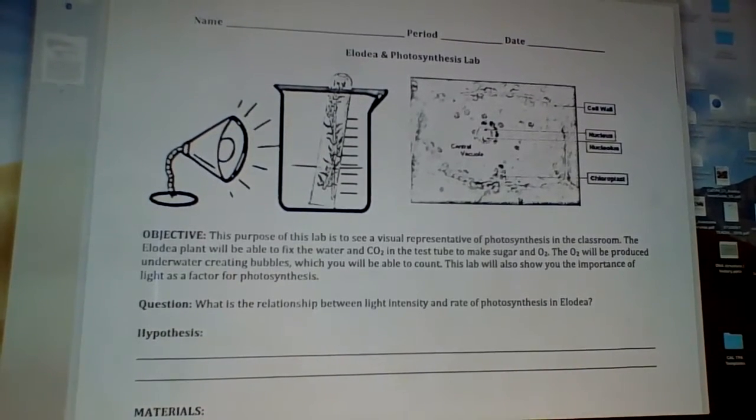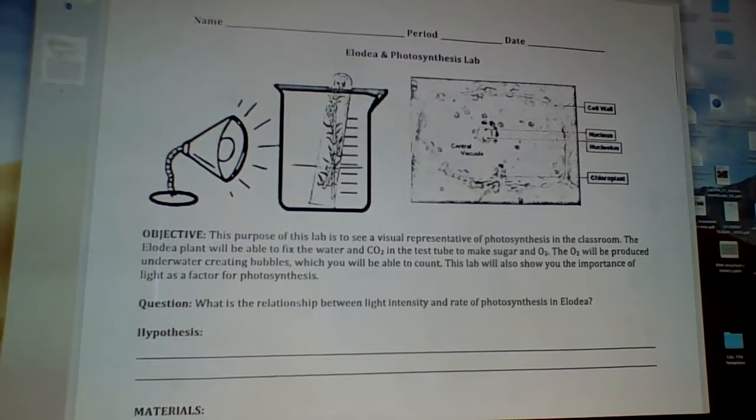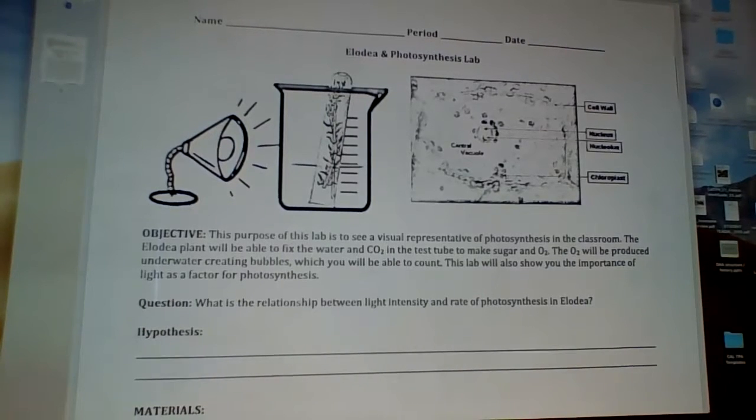So we are going to go ahead and start our Elodea Photosynthesis Lab. The objective of this lab is to see a visual representation of photosynthesis in the classroom. The Elodea plant will be able to fix the water and CO2 in the test tube to make sugar and oxygen. The oxygen will be produced underwater, creating bubbles, which you will be able to count. This lab will also show the importance of light as a factor for photosynthesis.